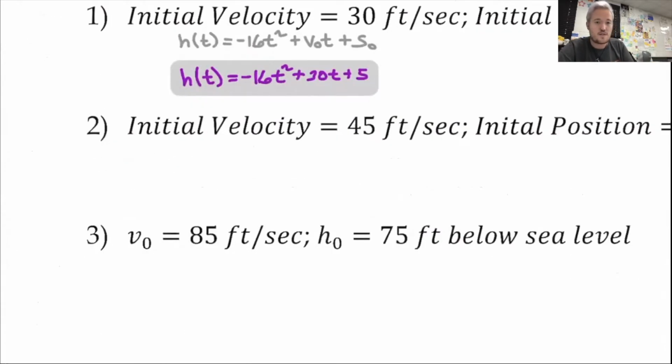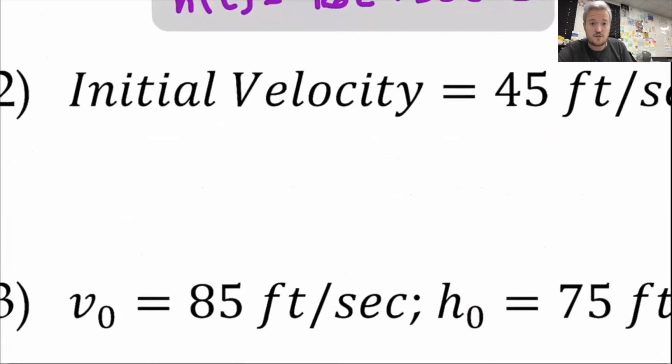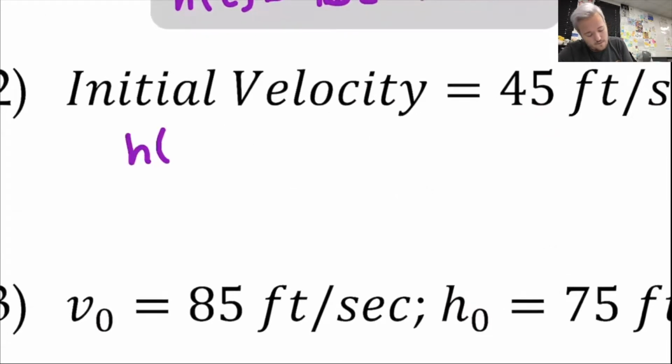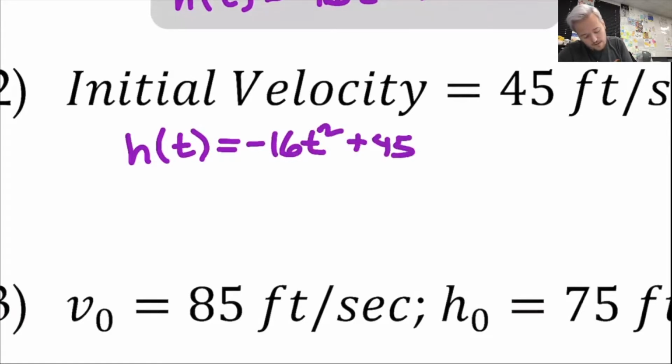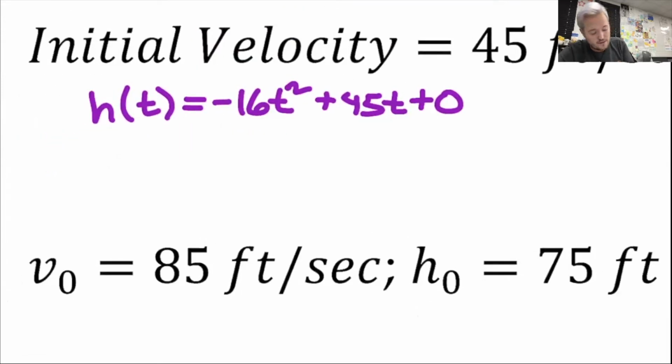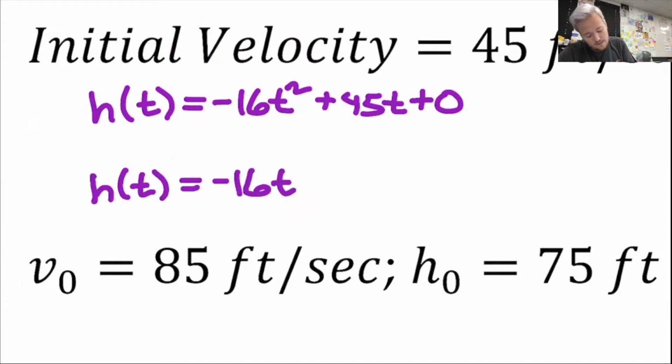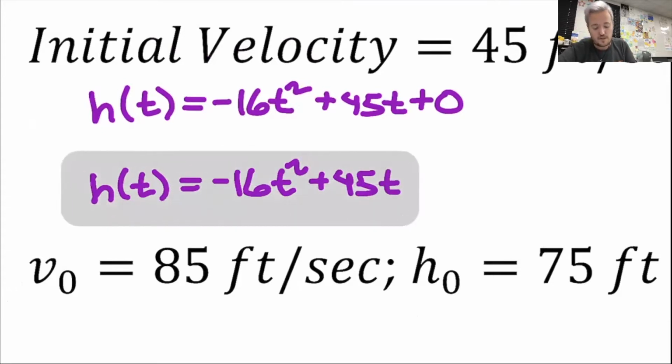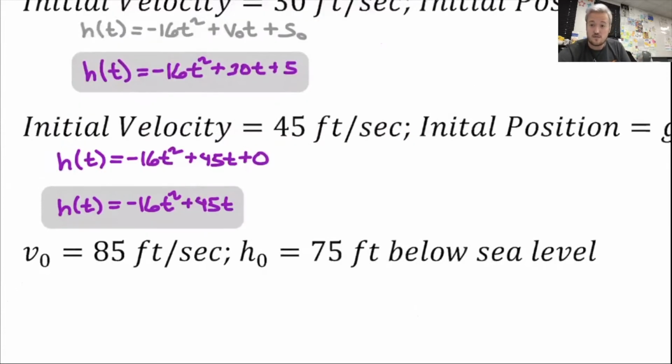All right. So once again, using the projectile motion equation, we're going to have the height with respect to time equals negative 16t squared plus 45t. And because our height is on the ground, it's just going to be plus 0. So in actuality, you don't need that plus 0. So your equation is simply negative 16t squared plus 45t. Just to reiterate, remember, if the height is not given, you assume it is 0.